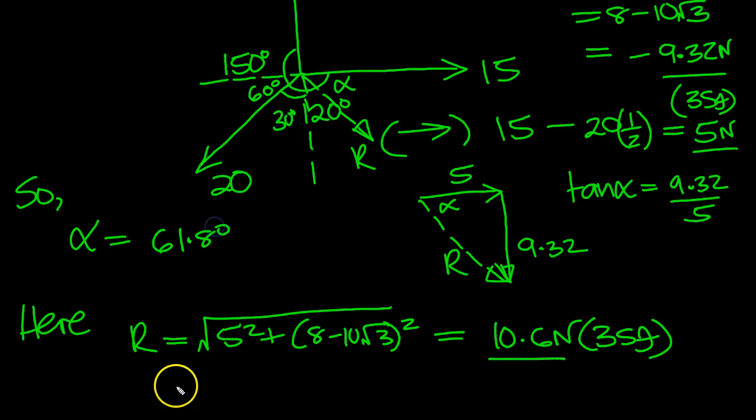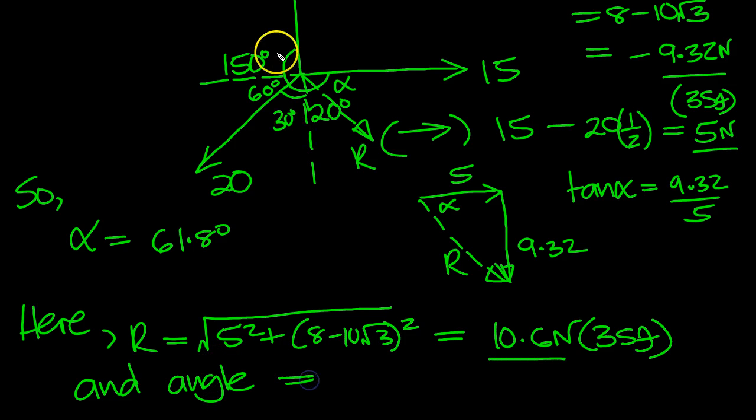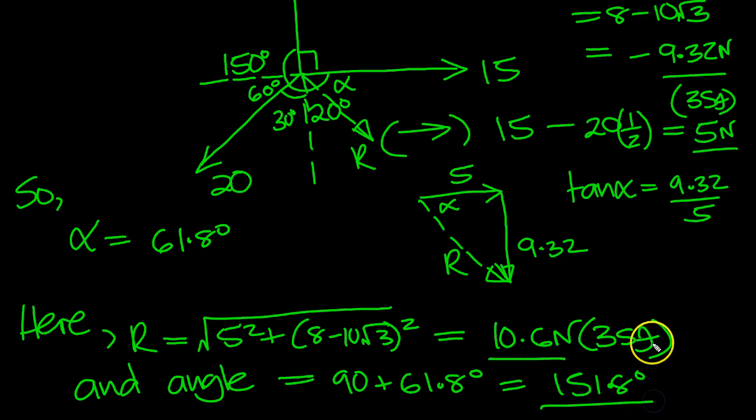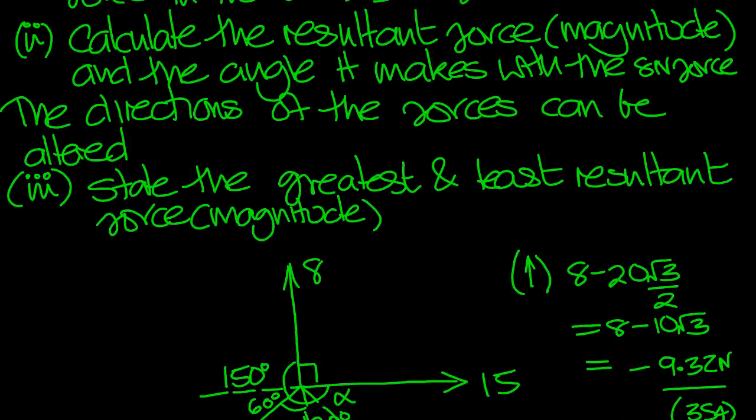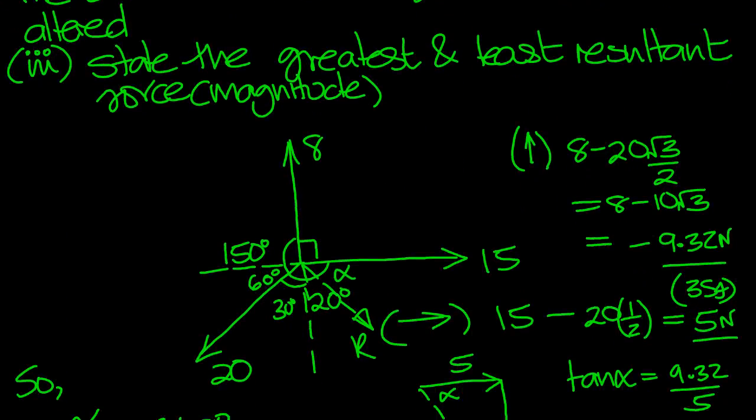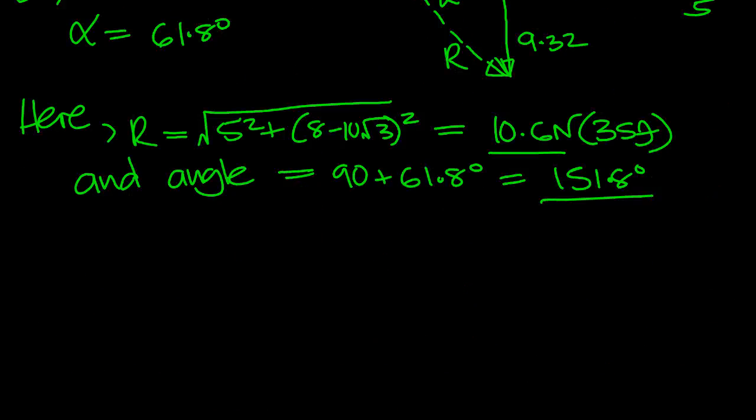61.8 degrees. Here, R is equal to that, and the angle to the 8 newton force will be 90 plus the 61.8 degrees, which is equal to 151.8 degrees. So that's the angle for part 2. Now state the greatest and least resultant forces.